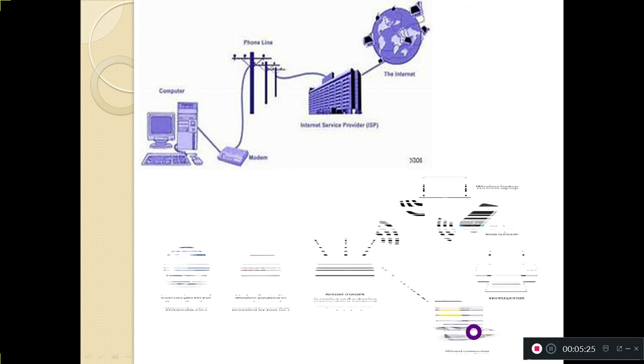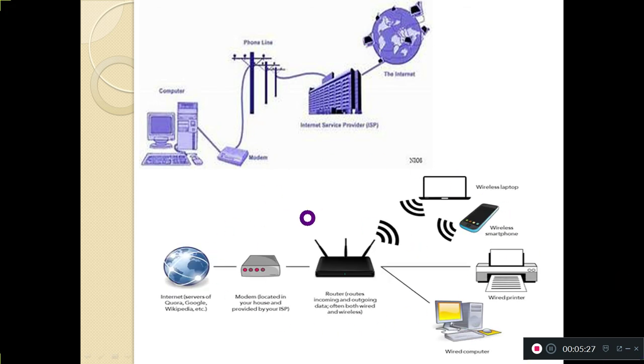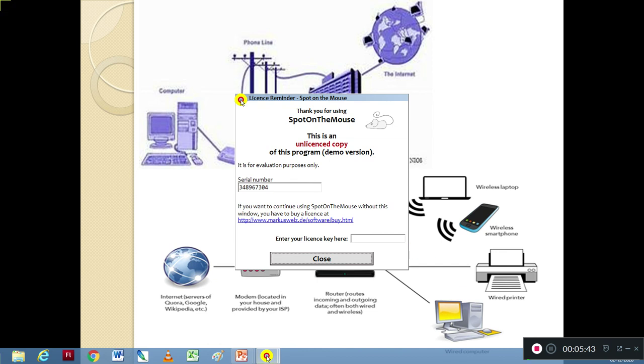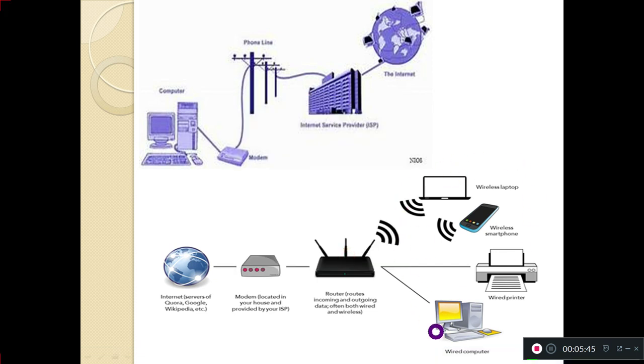The other picture is this. This is a simple picture. These are the wired connections, wired printers, wired computers or laptops, and these are the wireless connections. So the internet connection can be wired as well as wireless. If we have more than one device to be connected to the internet, we use a router for that, and then this router is connected to the modem.